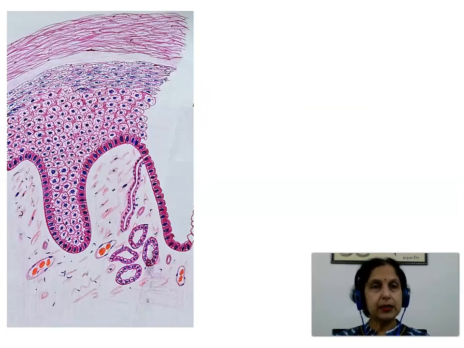Here we are seeing a hand-drawn diagram of thick skin. What we see here is the epidermis. This here is the deepest layer resting on the basal lamina, and that is the stratum basale, made up of cuboidal or low columnar cells, all resting on the basal lamina. So that is the stratum basale, deepest layer of epidermis.